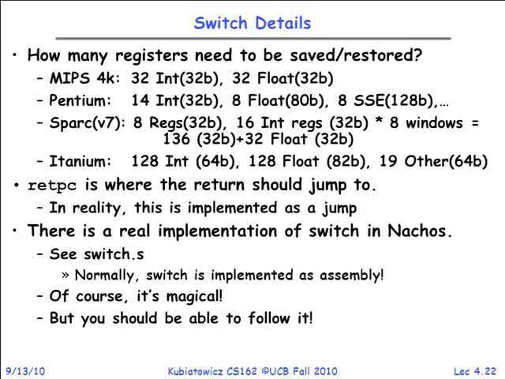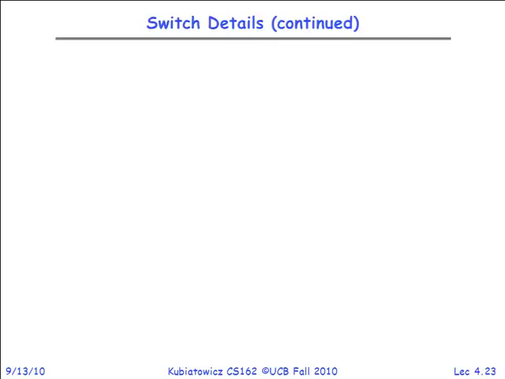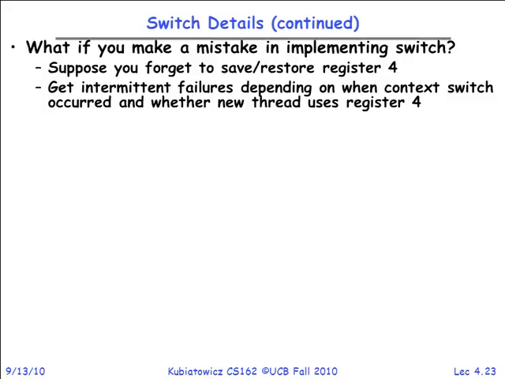Are there any questions on this? All right, one more thing. What if you make a mistake when you implement switch? It won't work. Well, that's certainly true, but suppose you forget to save and restore register 4. What happens? Sometimes it doesn't work, sometimes it does. That's the worst type of bug. It's a non-deterministic bug. I actually suspect you will run into a few of these this term. Unfortunately, that sort of thing happens.